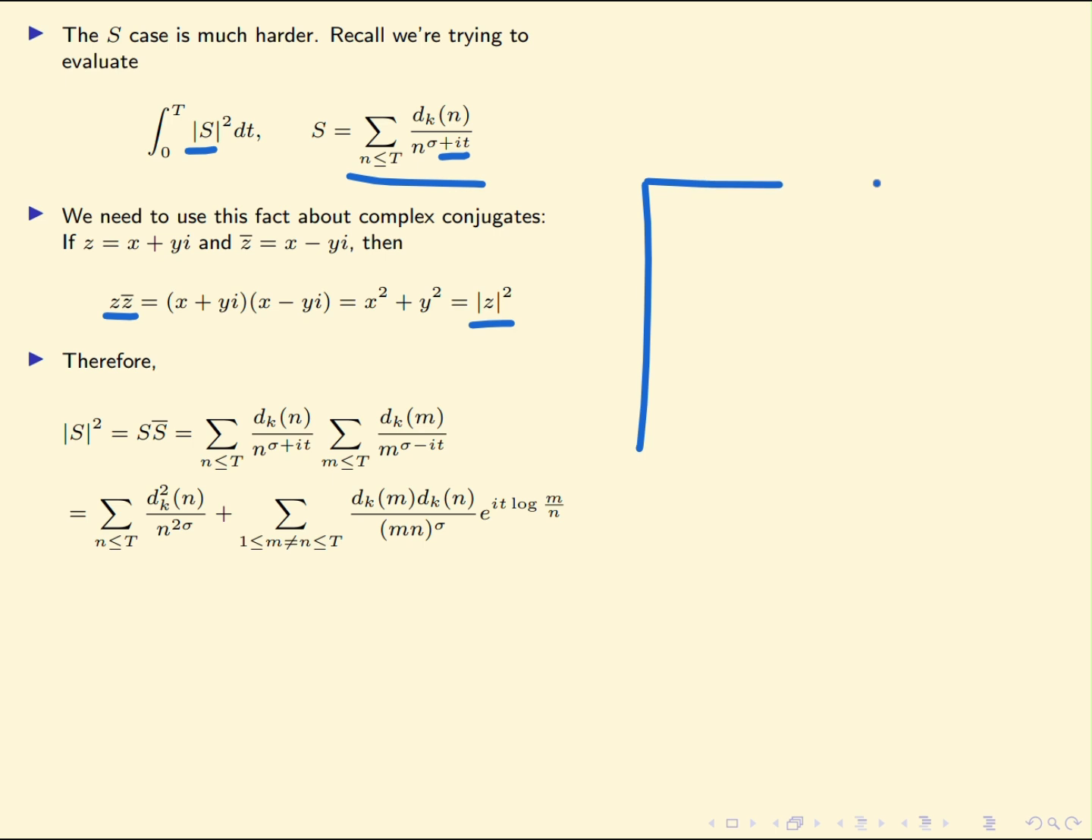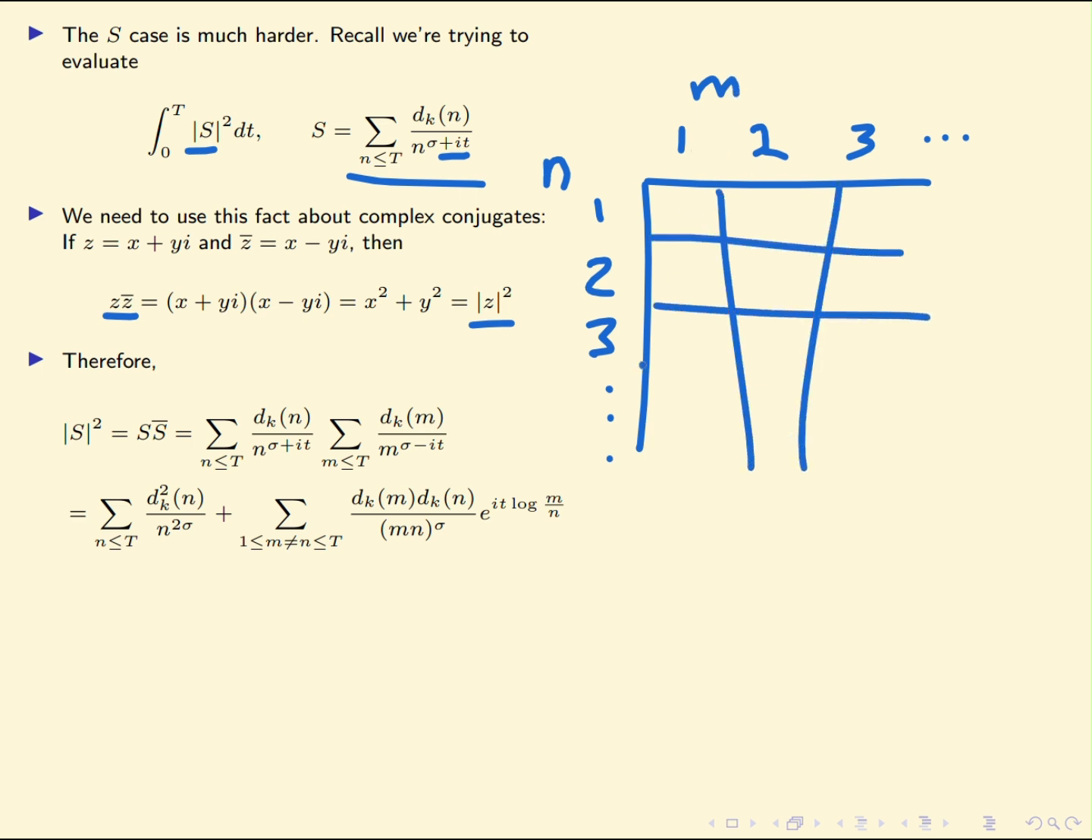So let me draw a table perhaps. So 1, 2, 3, and so forth. And then 1, 2, 3. And then this is the n's, and this is the m's. And we're just going to multiply all the terms together. Sorry, this is not a very good table here, but to multiply all these terms, so we have t terms times t terms, I'm going to have t squared total terms in this grid. And the first part of this thing is the diagonal terms. So when n and m are the same, we have these diagonal parts of the product.